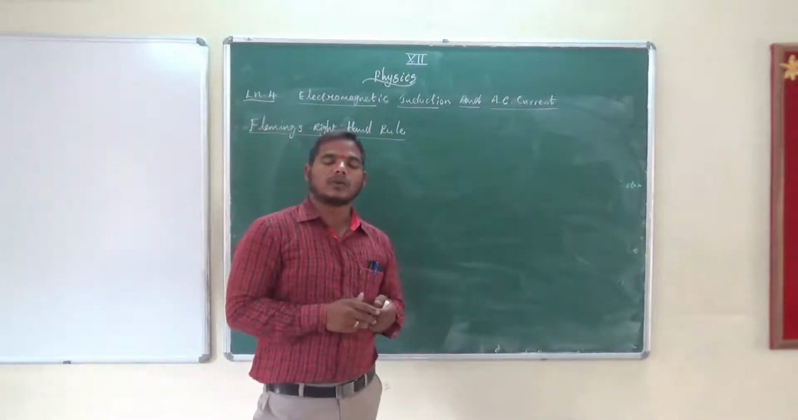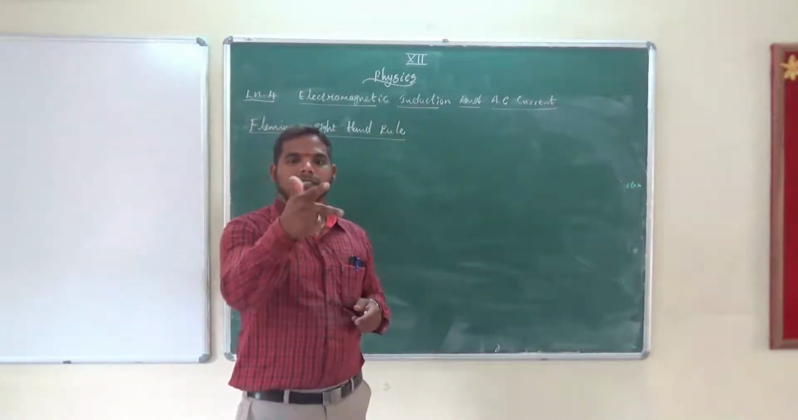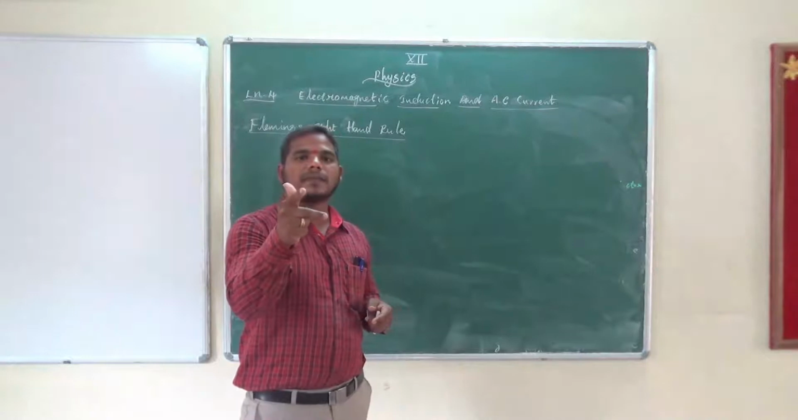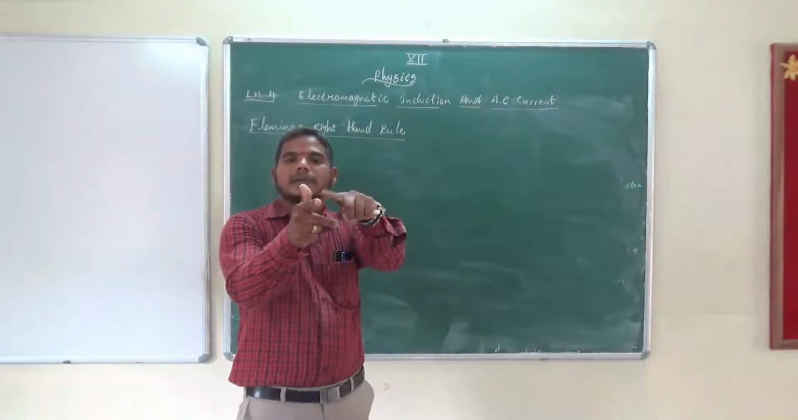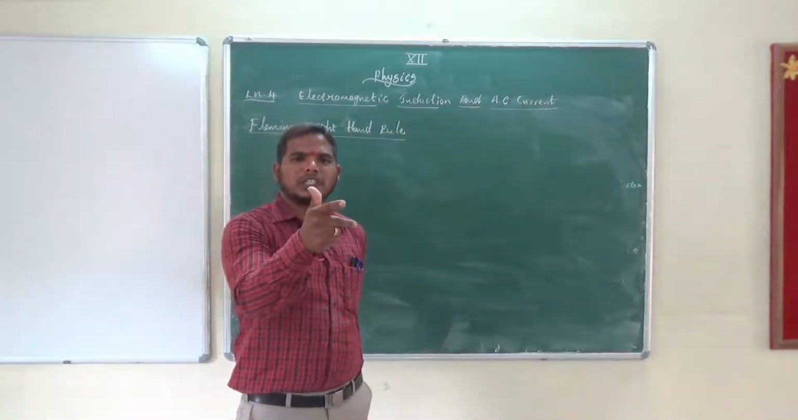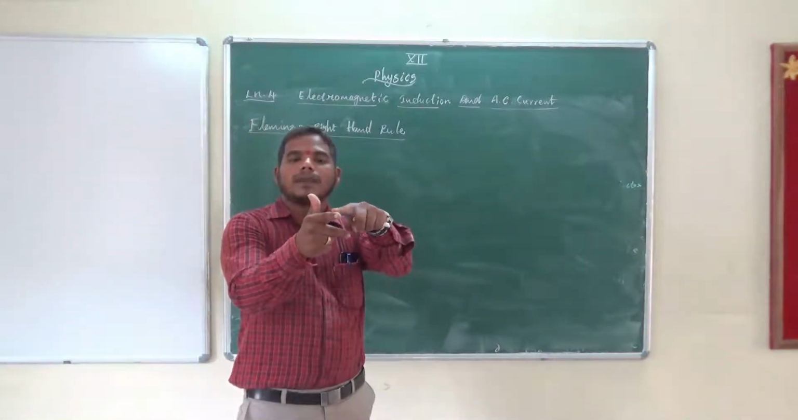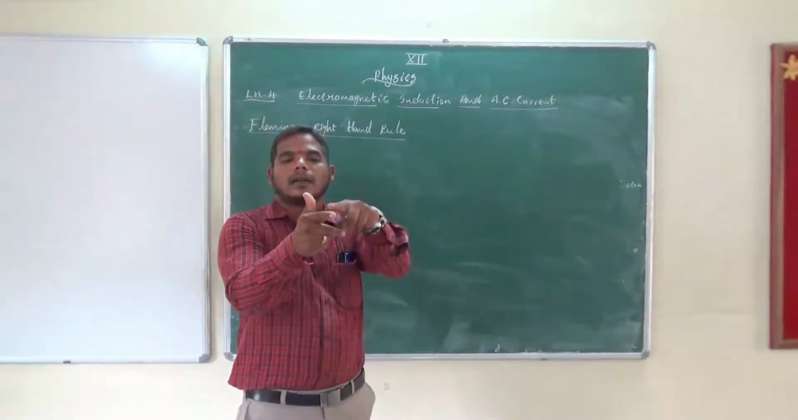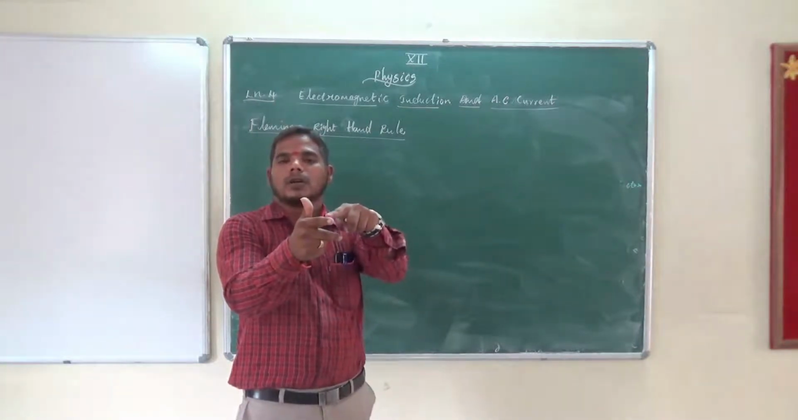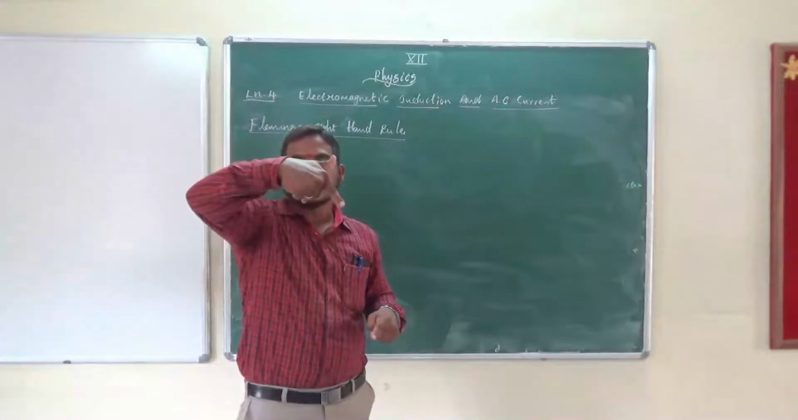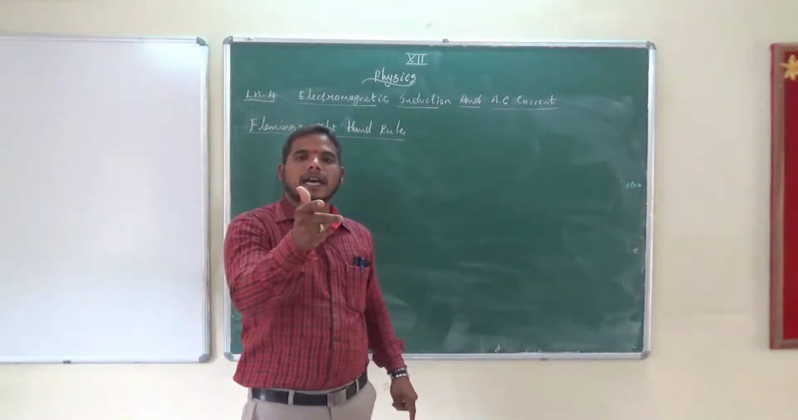What does Fleming's right hand rule indicate? We take our right hand and stretch three fingers. What are the three fingers? Thumb, forefinger or index finger, and middle finger, mutually perpendicular to each other. Thumb is perpendicular to forefinger, forefinger is perpendicular to middle finger, and middle finger is perpendicular to thumb. When you stretch like that, next we want to find the direction of each finger.